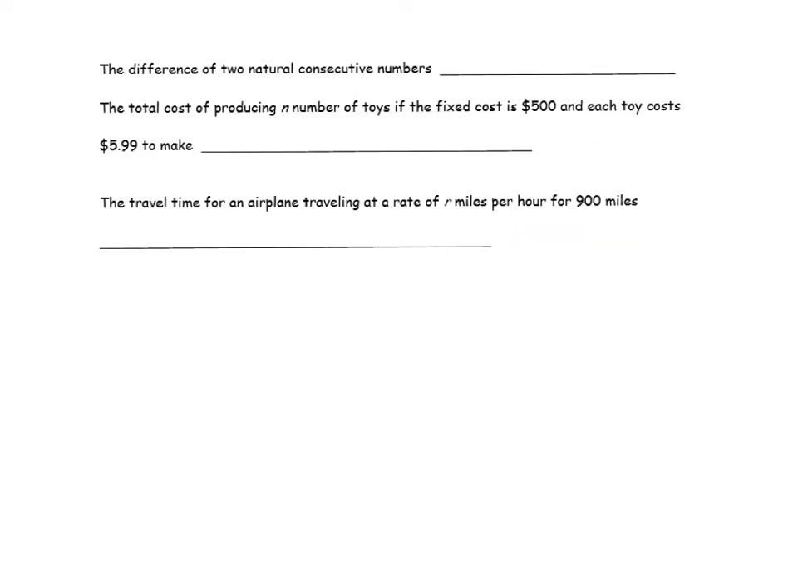Let's practice a few more. The difference of two natural consecutive numbers. Natural numbers meaning non-fractions, consecutive meaning in order. Difference, we're going to subtract. That would be n minus n plus 1. Consecutive meaning one after the other.